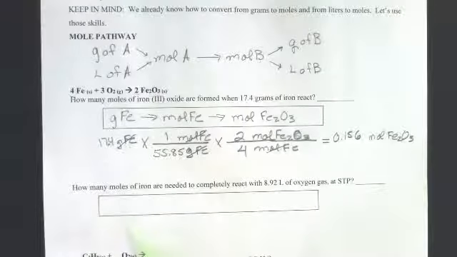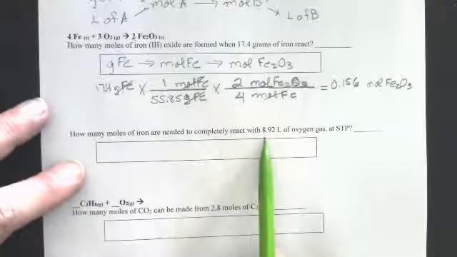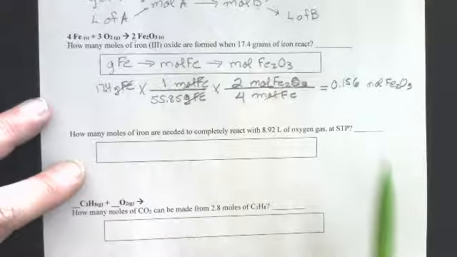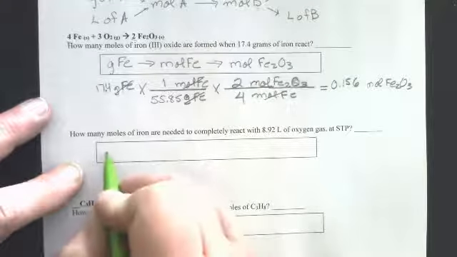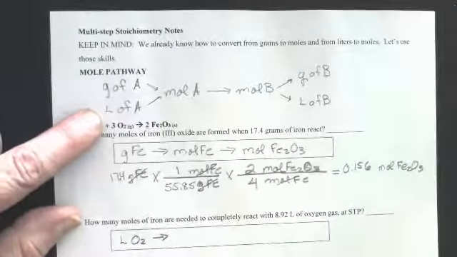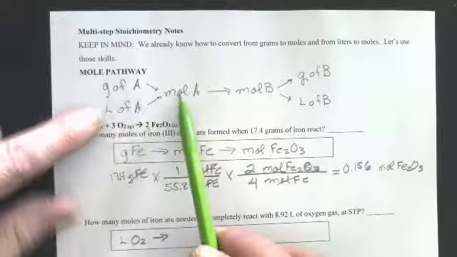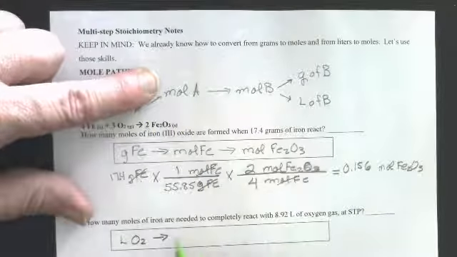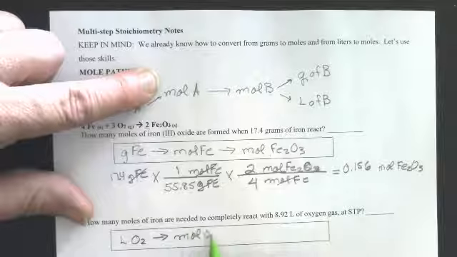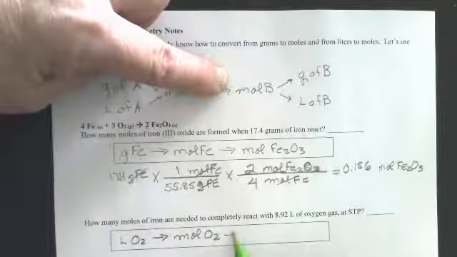The next one. How many moles of iron are needed to completely react with 8.92 liters of oxygen gas at STP? So we're starting with the units, liters of oxygen gas. Well, we're entering our mole pathway right here. Liters of substance A, which is oxygen gas. From there, we can move to moles of oxygen gas. From moles of oxygen gas, we can go to moles of any other substance in the equation. In this case, we want iron. It's asking us about moles of iron.